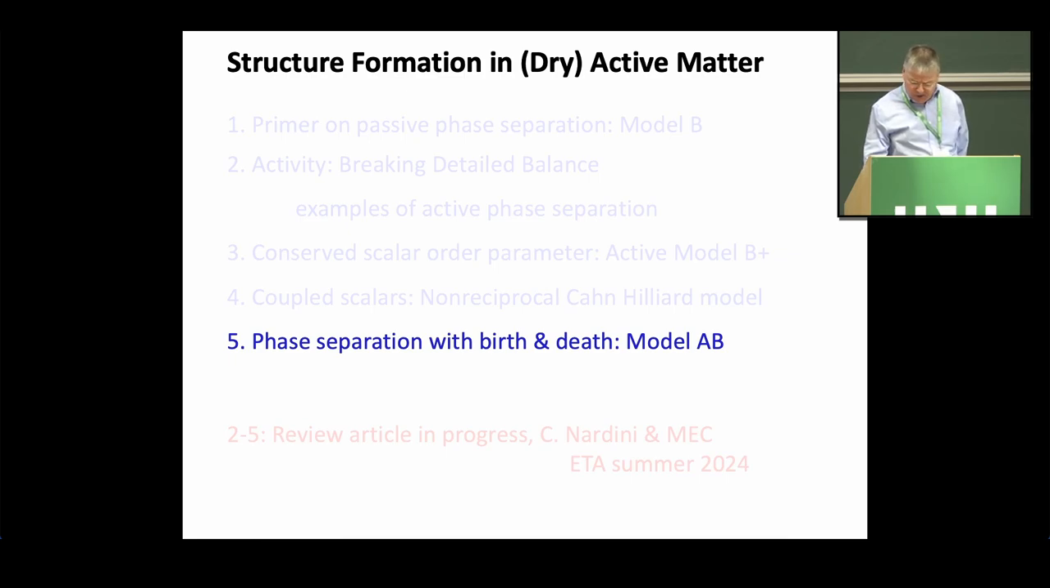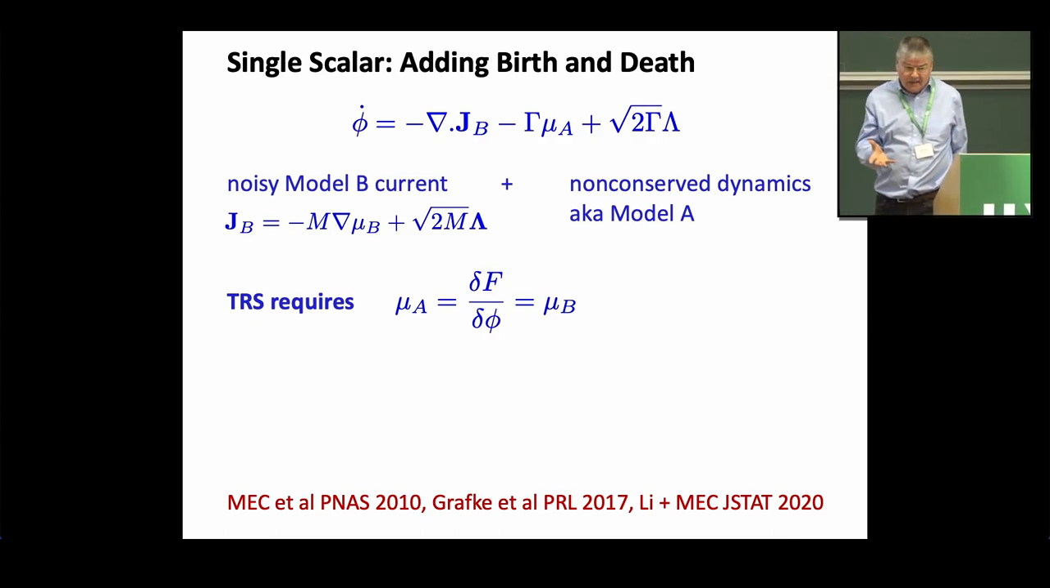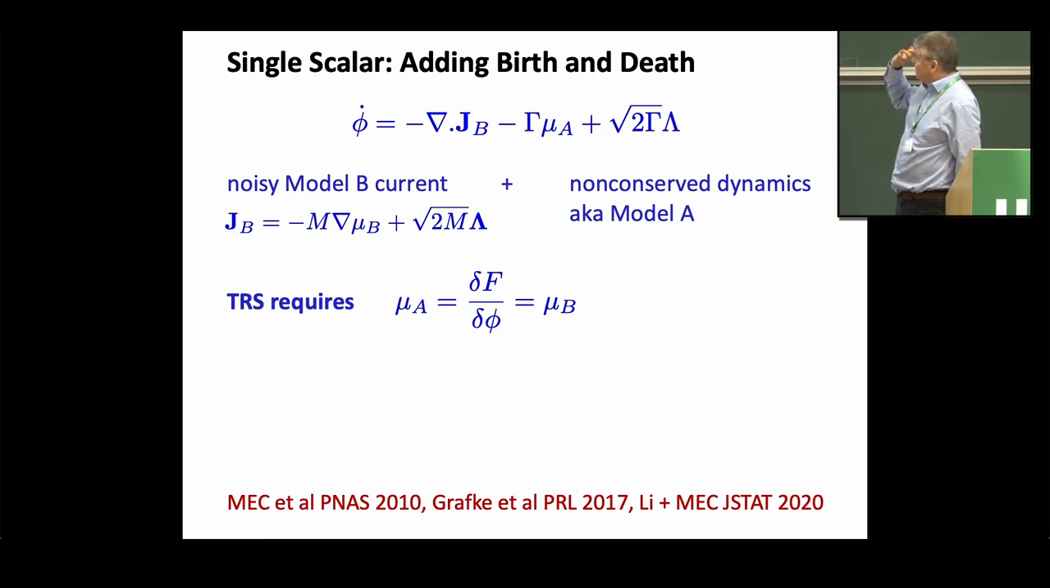The third one is to do this birth and death stuff. So this is what we had before. As written up here, this obeys detailed balance. It has time reversal symmetry so long as the chemical potentials of the conserved and the non-conserved parts of the dynamics are both a proper chemical potential. In other words, they're both derivatives of the same free energy F with respect to the same density phi. And that means that whatever you do with the conserved and the non-conserved dynamics, up to the noise terms, you will be doing a gradient flow on F.